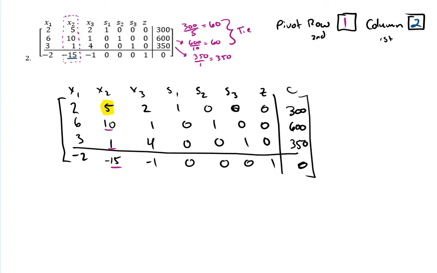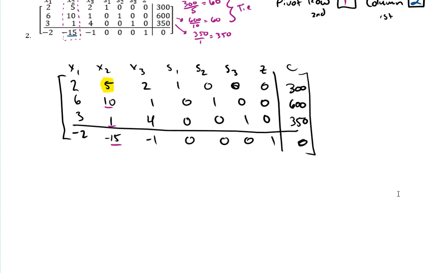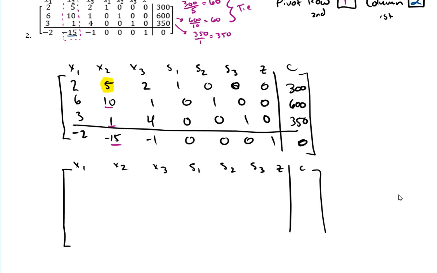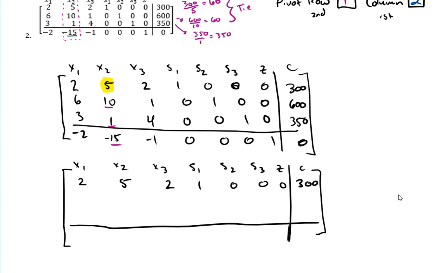That's where we'll set up our other matrix. You can do these in different orders, but let's set up: x1, x2, x3, s1, s2, s3, z, and then our constant. The row that's getting pivoted will stay the same: 2, 5, 2, 1, 0, 0, 0, 300. All other elements in that column, so not the 5, should become 0. I'm using placeholders for now.